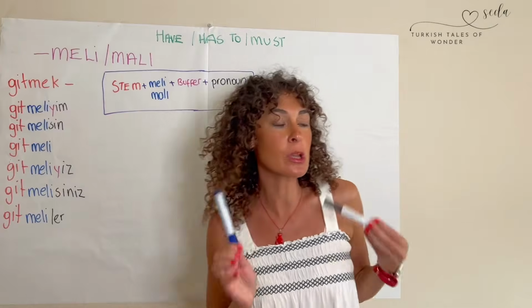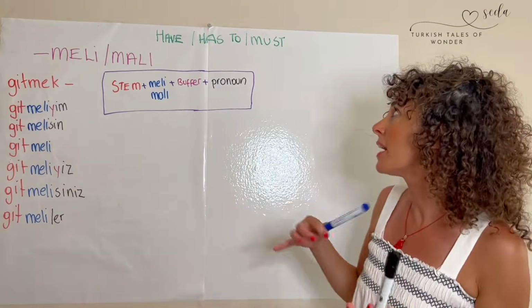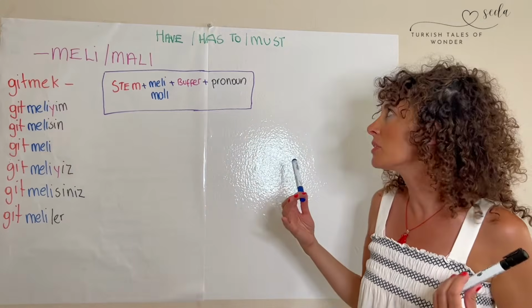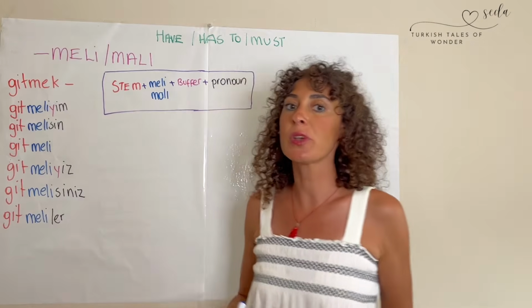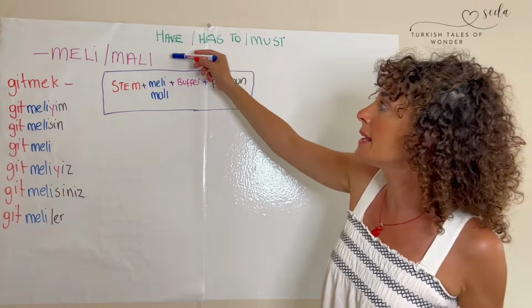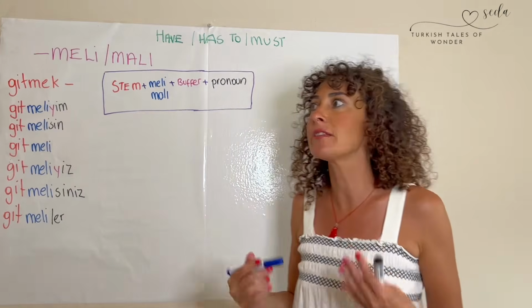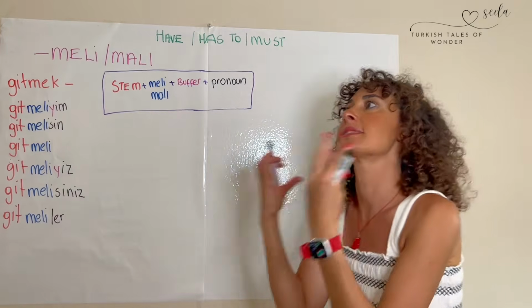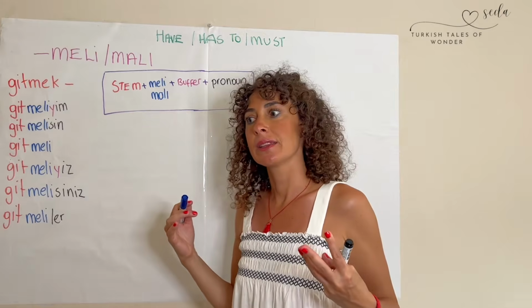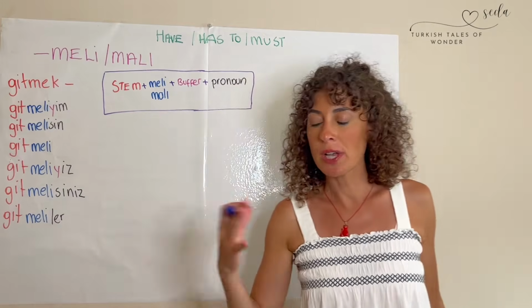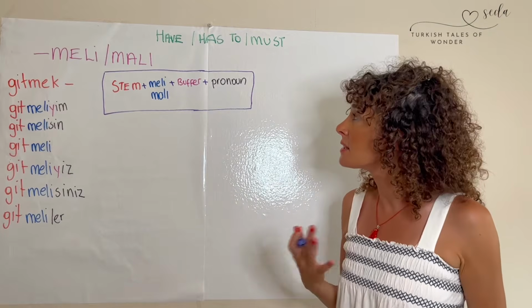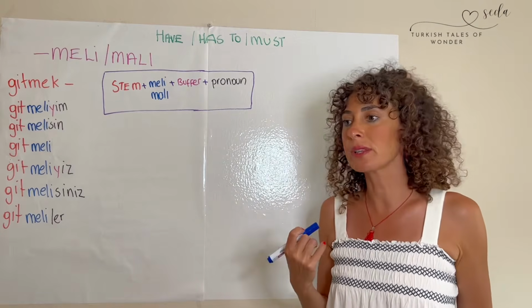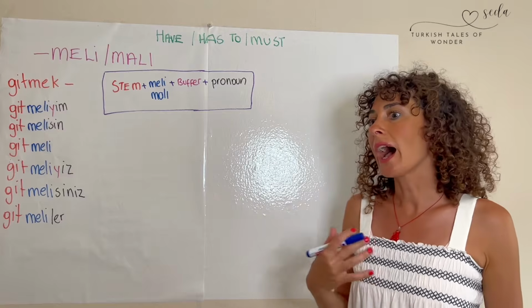Today we are going to talk about have, has to or must. You can translate it like that to English, but in Turkish we have this meli malı suffix that gives you the necessity, meaning you need to do that. You have to. You can translate it as must and have to.